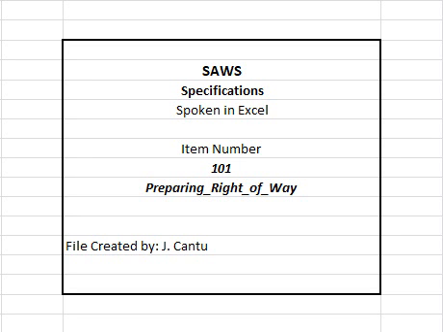4. Upon completion of all work under this contract, payment for the remainder of the lump sum bid for preparing right-of-way will be made on the final pay estimate. End of specification.